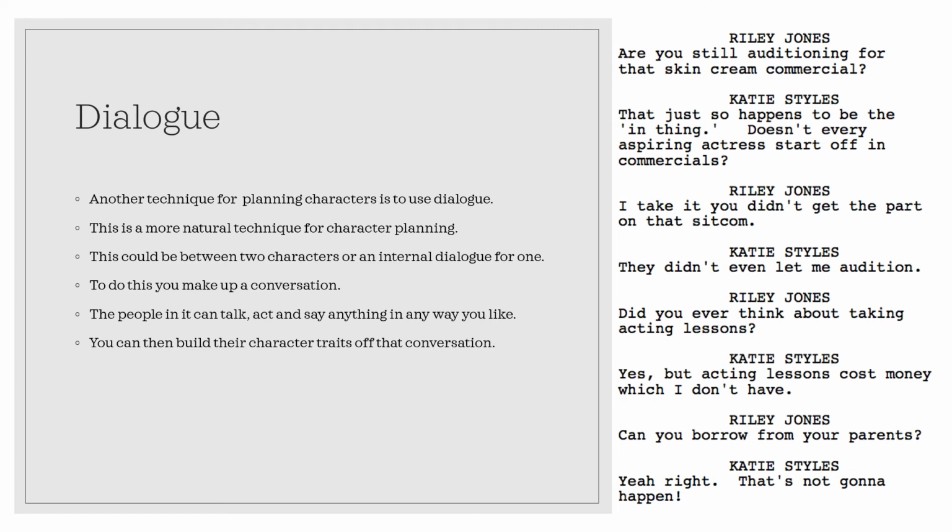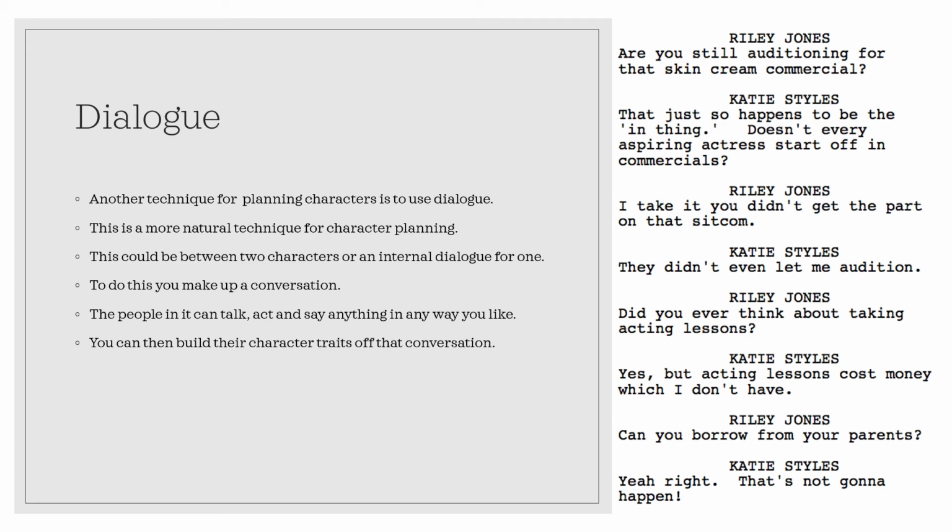So there's also dialogue. This is a bit of an odd one. It's another technique for planning characters. It's more natural, you're not thinking of it in the same way. To do this, you make up a conversation between 2 characters, or just a monologue or an internal dialogue for one of them. The people in it can talk, act, and say anything you like. You can then build the traits off that conversation.